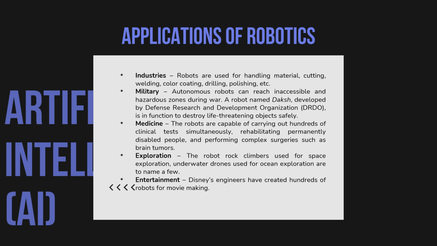Last but not least, the entertainment business. We can see robots everywhere in the entertainment business, right? Disney is a prime example of using robots. Disney's engineers have created hundreds of robots for movie making. We can also see robots being used in CGI programs and other things in movies, in entertainment, in the music industry, and even the video streaming industry. We are seeing robots in there.